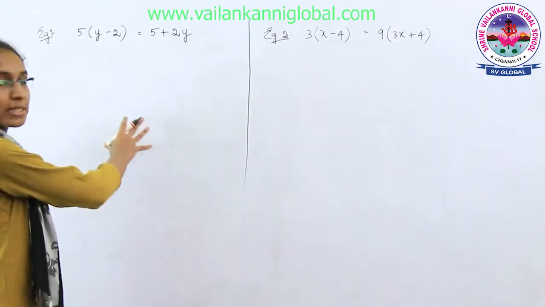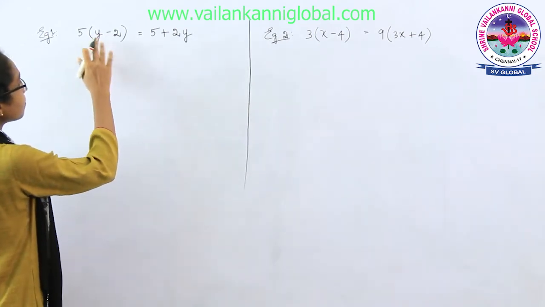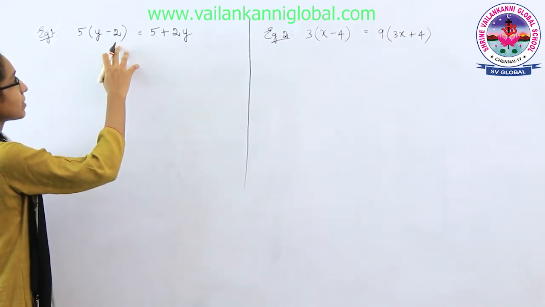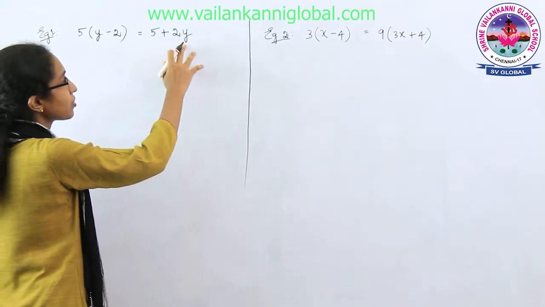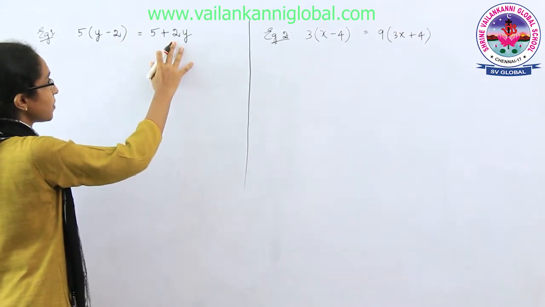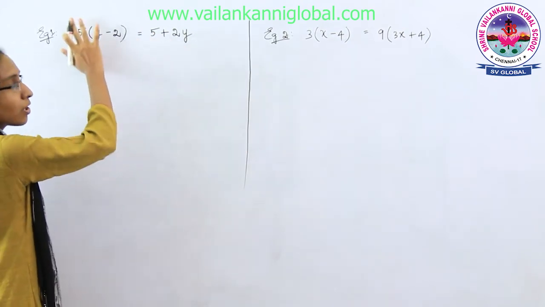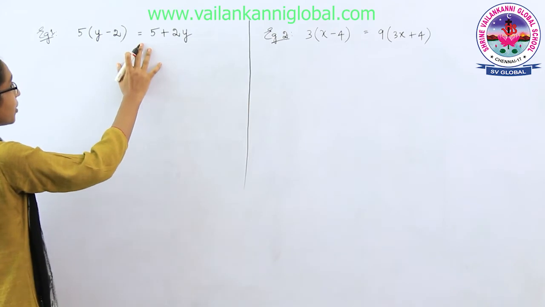So let us see about equations with two examples. So we have 5 multiplied with y minus 2 and 5 plus 2y. So this is one expression and this is one expression, and it is denoted with an equal to symbol. Hence, on the whole, it is called an equation.